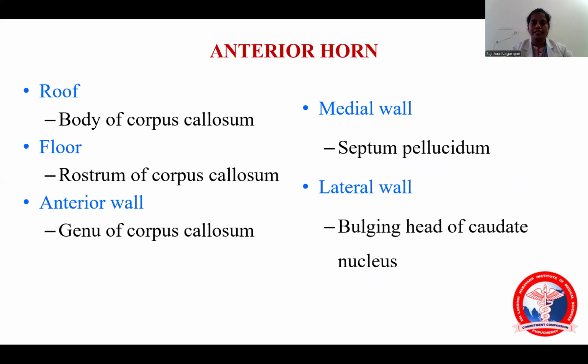Now about the anterior horn. The anterior horn, as we know, is projecting into the frontal lobe. Now this has a roof, floor, anterior wall, medial wall, and lateral wall.